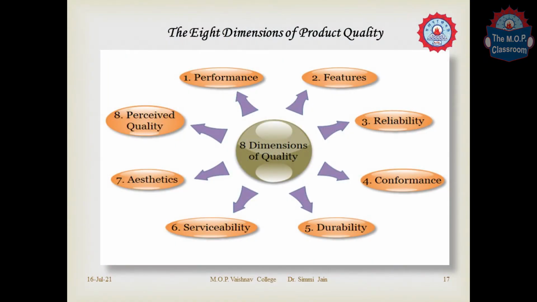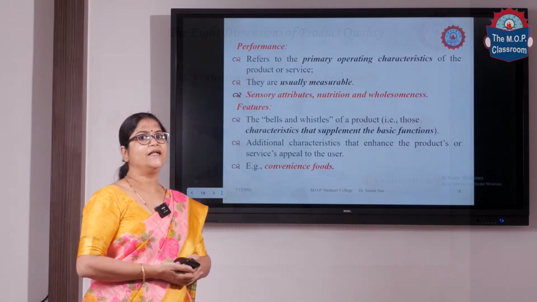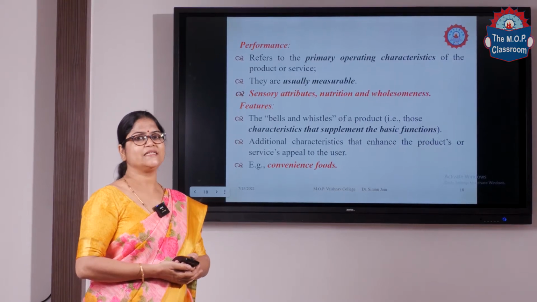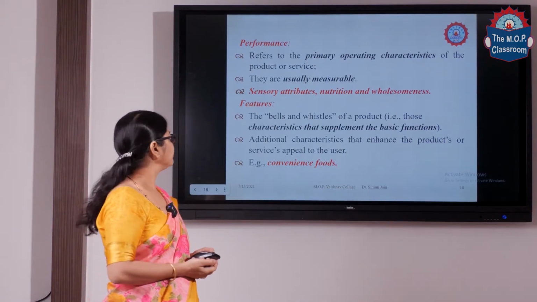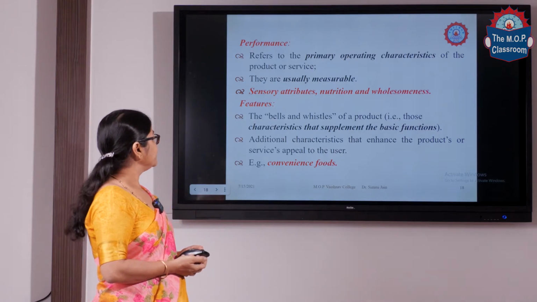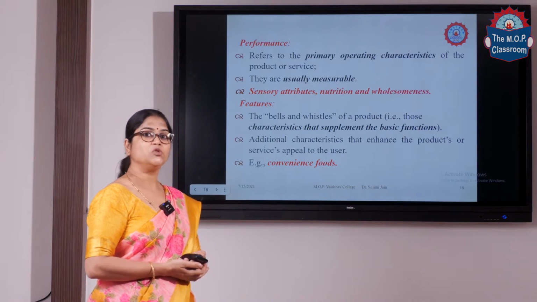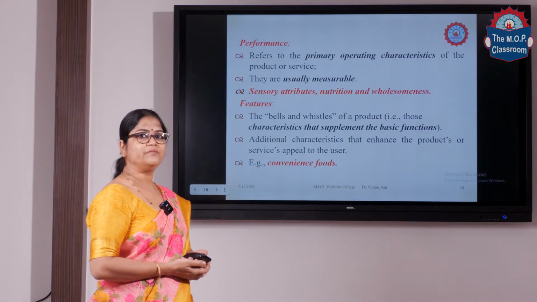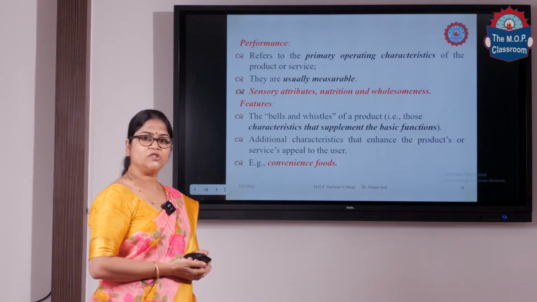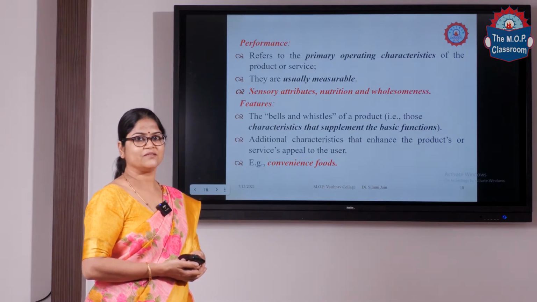There are 8 dimensions of product quality: performance, features, reliability, conformance, durability, serviceability, aesthetics, and perceived quality. Let's understand these features with suitable examples pertaining to the food industry. Performance refers to the primary operating characteristic of a product or service. It is usually measurable, for example, the sensory attributes, nutrition and wholesomeness of the food products.